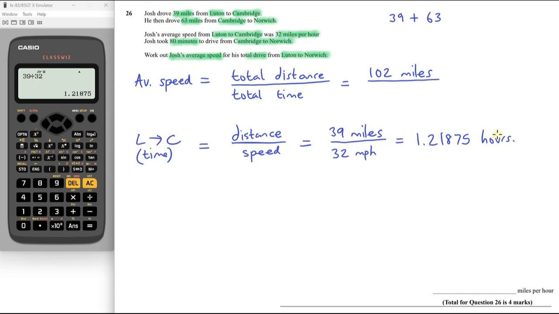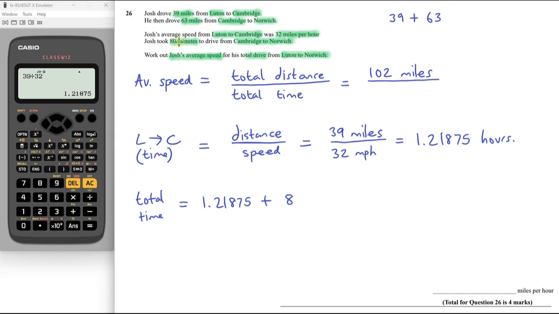So now we can work out the total time. So total time, well, it's going to be the time from Luton to Cambridge, which we've just worked out, is 1.21875, plus the time from Cambridge to Norwich, which we were told is 80.